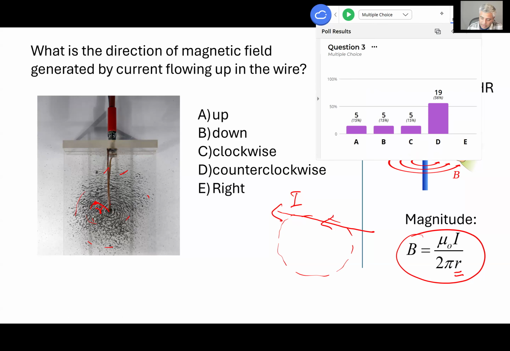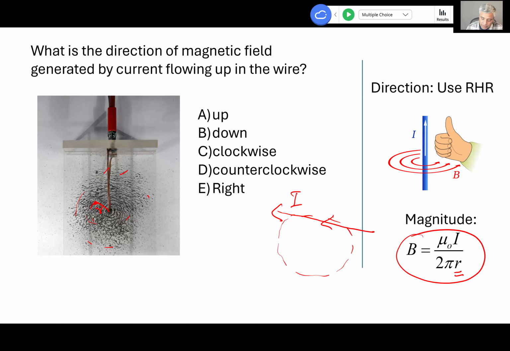Okay, let's see what we got here. So mostly D, but there are A, B, C as well. All of them have like 5 choices. Interesting. So the situation is similar to this one here, right? So when you curl your fingers, it's going like that, and that is called counterclockwise. So yes, D is the correct answer in this case.